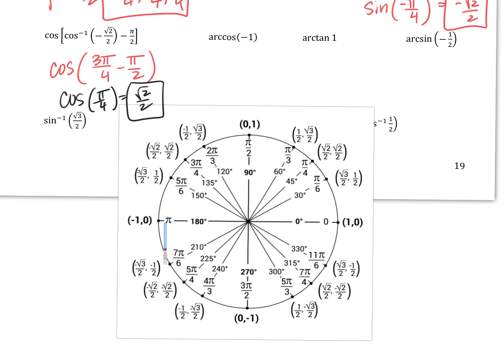Do you agree at pi? Is where my x is negative 1? Agreed. We're done with that question.